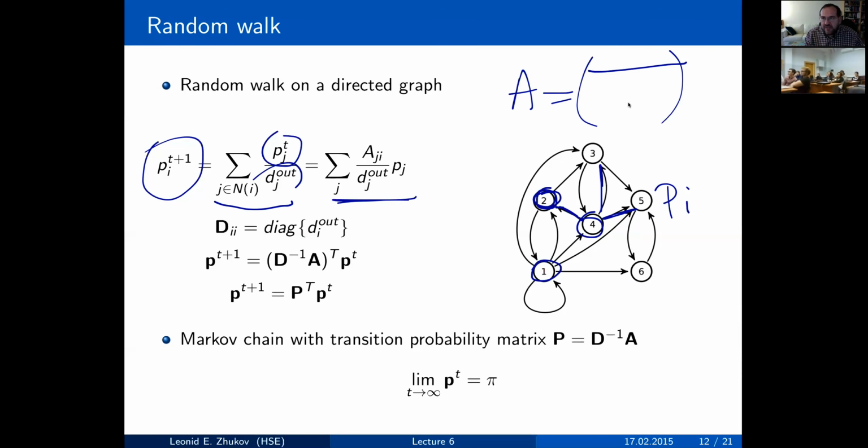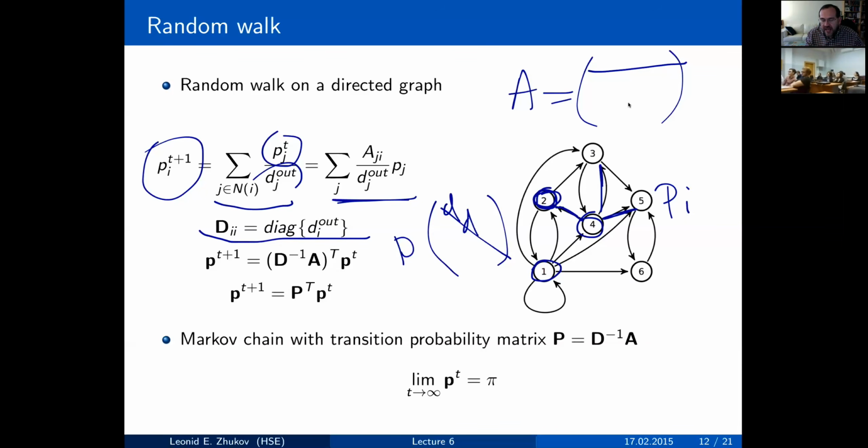Now, there is a convenient way to write this in matrix notation. If we introduce matrix D, which consists of just diagonal elements, and on the diagonal there will be the out degrees of the nodes. So matrix D is diagonal, where here we have our degrees for the nodes. Then we can write down this equation in the following fashion. We can write it D minus 1 times A.